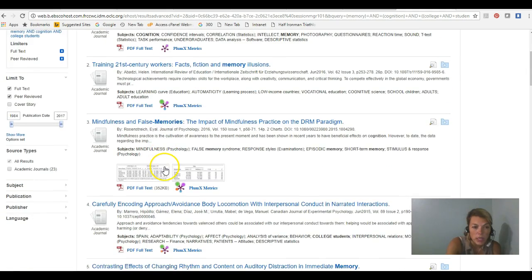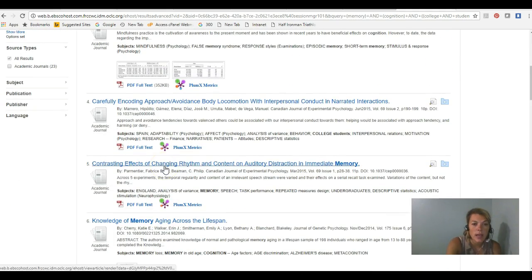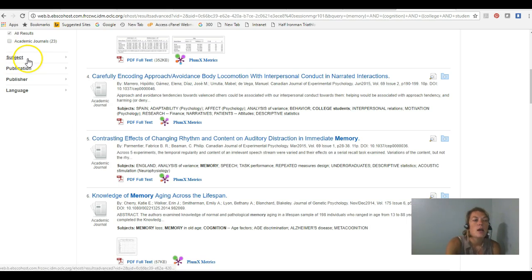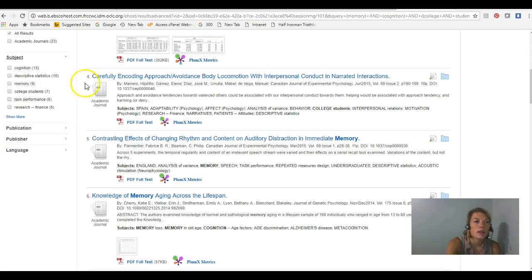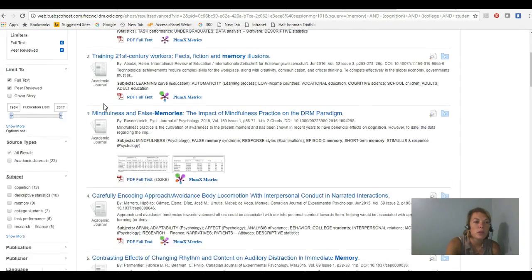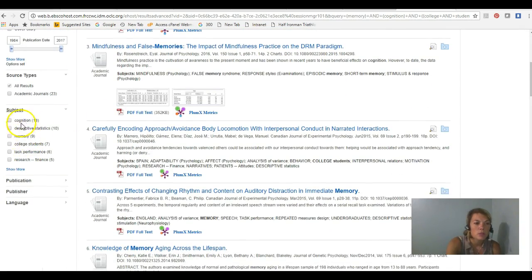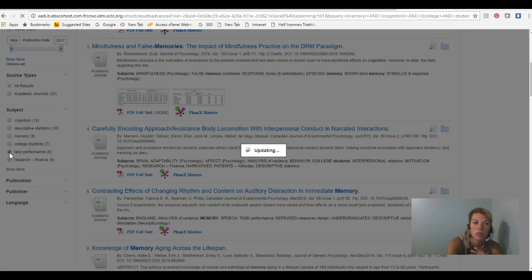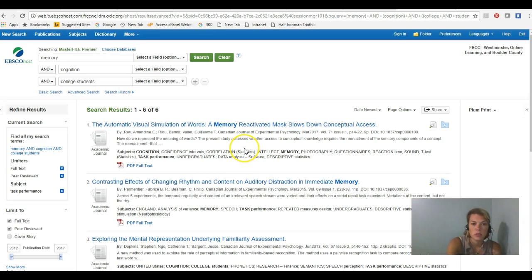You know, that's pretty limited, but given that some of these are pretty complex, I'm probably not going to read 23 articles. So I'm going to look at these subject terms. Cognition is a term that I had put in. Memory is another one. So these are mine. I'm not sure what descriptive statistics would have to do with this. Task performance, on the other hand, is something that wouldn't have occurred to me to put in. But let's see what it comes up with when I check that as one of my filters.